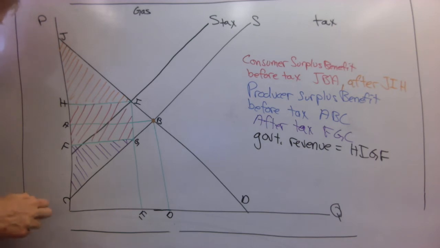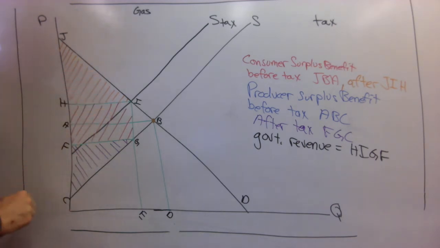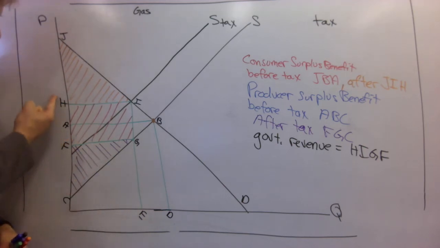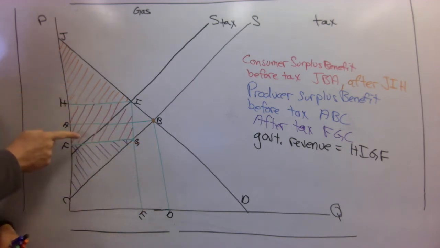So what has the tax done? The tax has forced the market to allocate resources differently than the market would have done without the tax. The tax has been successful in reducing the amount of gas consumed and in raising revenue. HIGF is revenue raised. It has been successful in reducing driving and raising revenue for, say, maybe building a road or something. That's usually what gas taxes are used for.